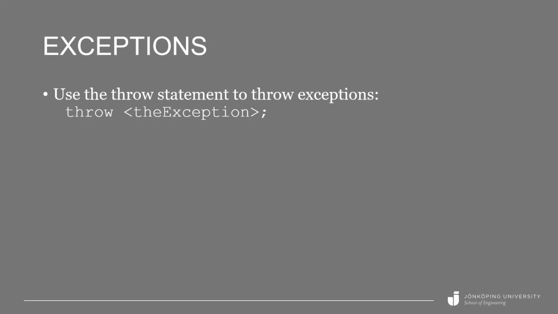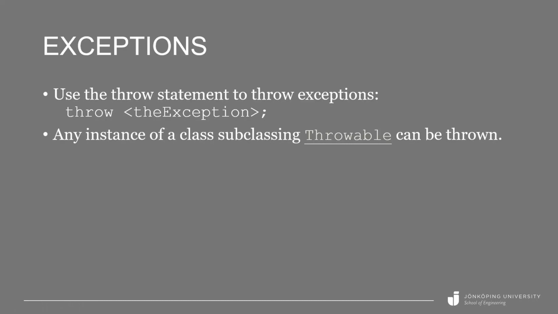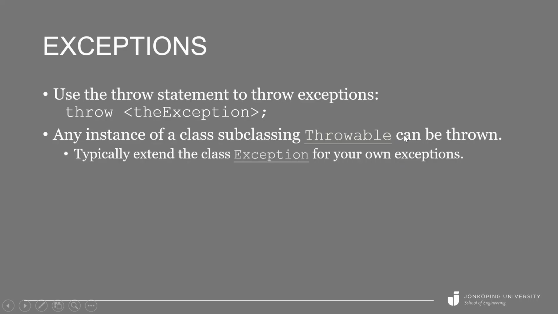Exceptions in Java are implemented as classes, and if you want to throw a new exception, then you write a statement like this one: throw, and then an expression here that should evaluate to the exception to be thrown. To create a new exception, you create a class that inherits from the class Throwable. You can do it like that, but more commonly you create a class that inherits from the class Exception, which in turn inherits from Throwable.